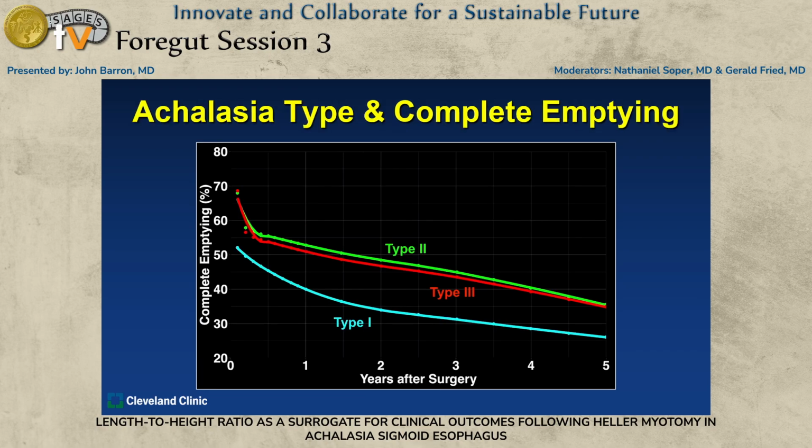Complete emptying over time, according to achalasia subtype, demonstrated that patients with type 1 achalasia were less likely to completely empty compared to patients with type 2 and type 3 achalasia. This was perhaps as expected given the lack of panesophageal pressurization with type 1 achalasia.